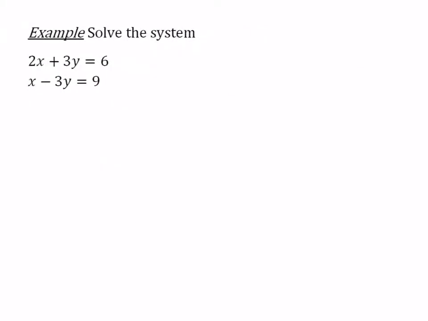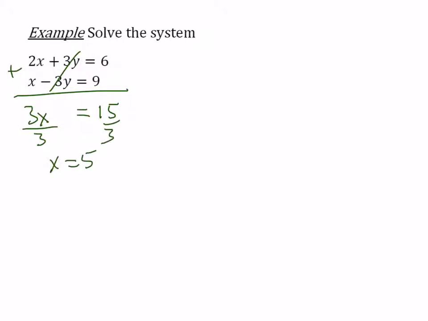Let's solve this system here. Let's use elimination here. Let's get the y terms already lined up. That's great. It's all ready to go with elimination. Let's go ahead and add these equations. If we add them, we get 3x. The y's go away. And that equals 15, divided by 3, and x is 5. That was handy.